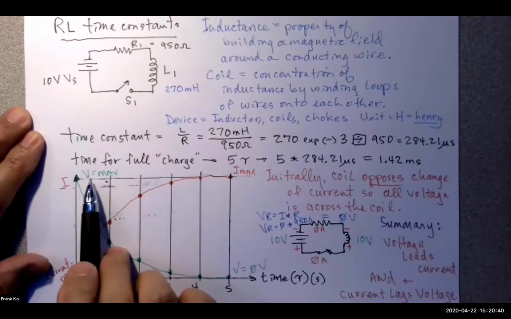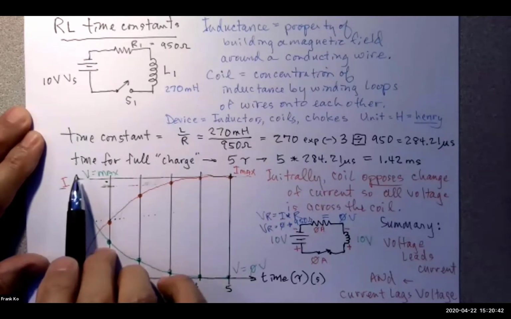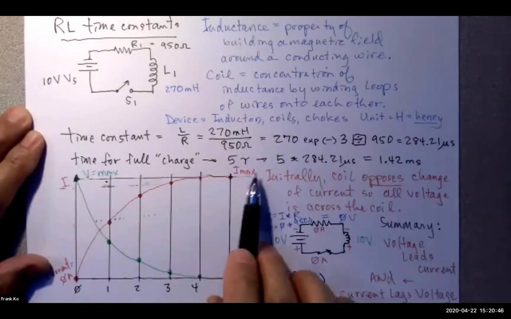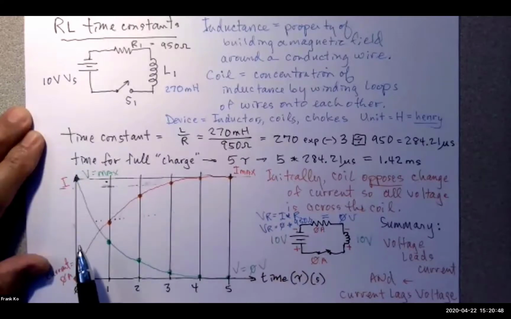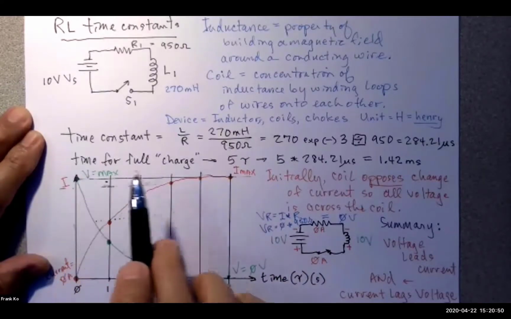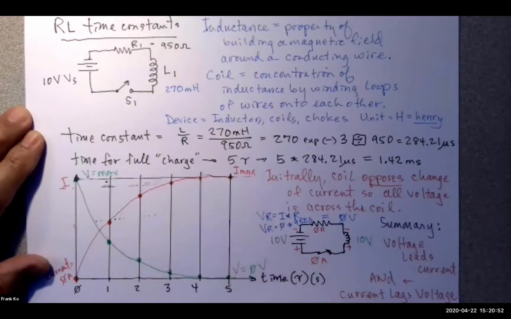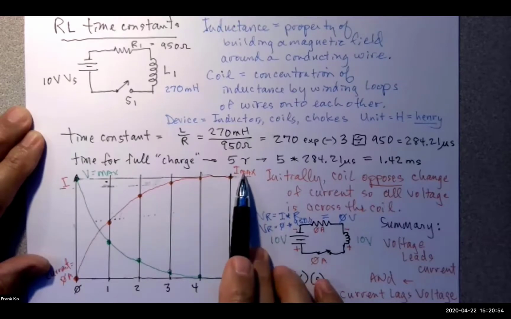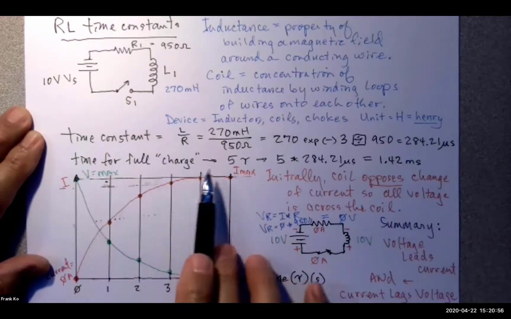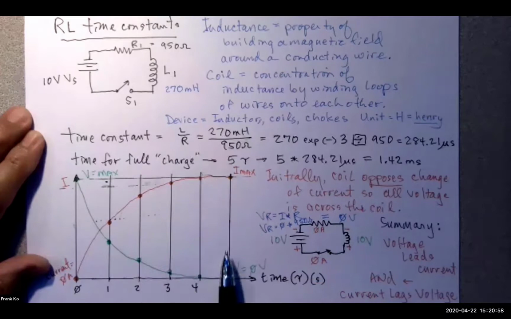The voltage is at maximum at the very beginning of our time constant analysis, and then after 5 time constants, the current reaches maximum. So voltage is said to lead current, or conversely, we could say current is lagging voltage because it happens 5 time constants later. Any questions on that?